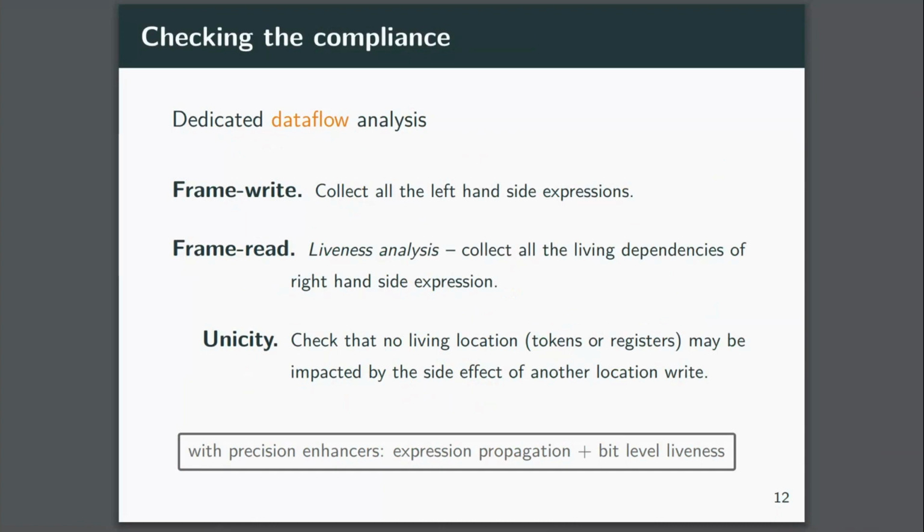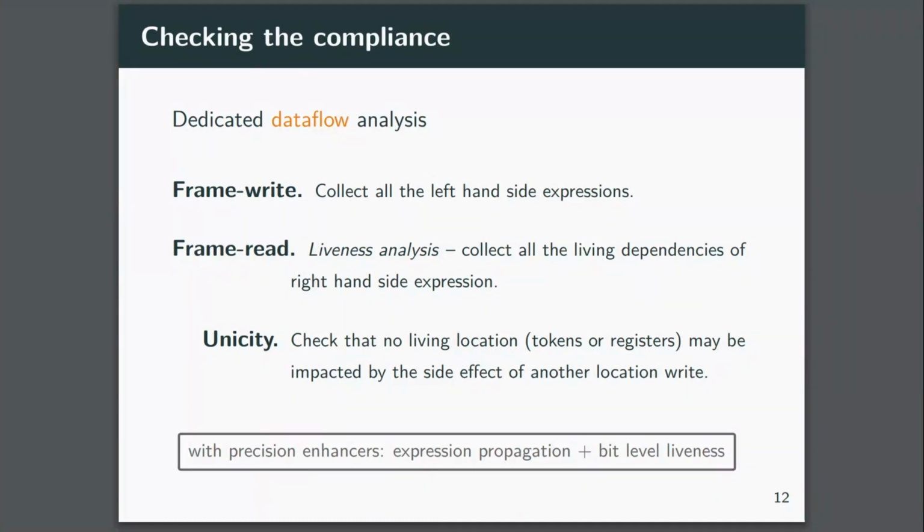So in order to check that these properties hold for an inline assembly chunk, we developed a dedicated data flow analysis. So from frame write, we basically collect all the left-hand side expressions, so all the locations that will be affected by the chunk, and we verify that all these locations have been declared with the proper write flag. For frame read, we perform a liveness analysis in order to collect all the dependencies that will be read from the C.